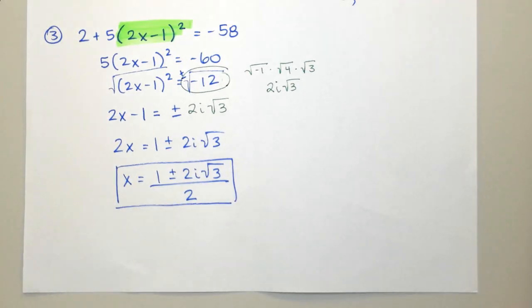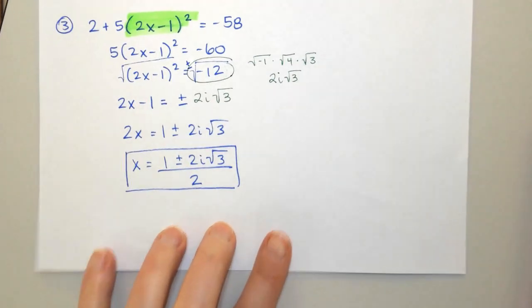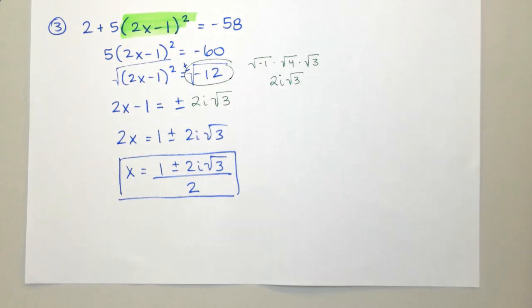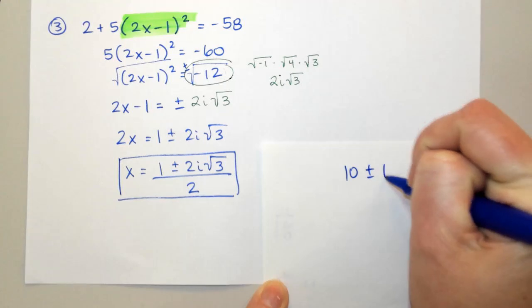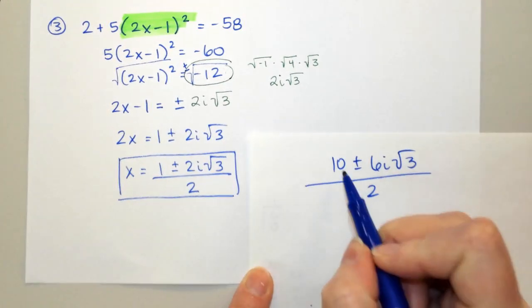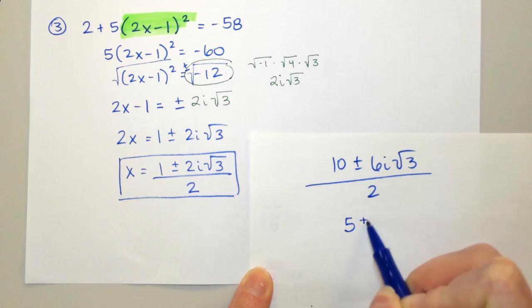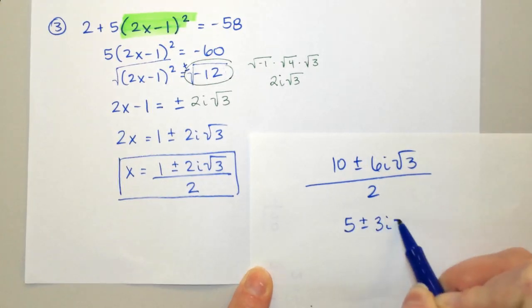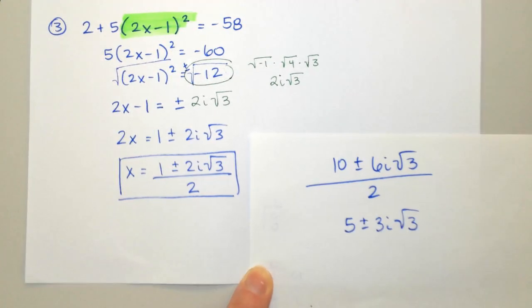Yeah. If they were all divisible by 2 and the number in front of the i was like 6, would you do 6 divided by 2? Yeah, so like if instead, if this were something like 10 plus or minus 6i root 3 all divided by 2, then I would simplify that and say, all right, that 10 divided by 2 is going to be 5, 6i divided by 2 is going to be 3i. I would actually divide them, yeah.